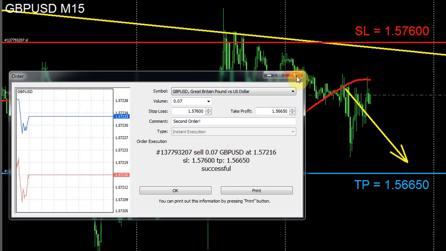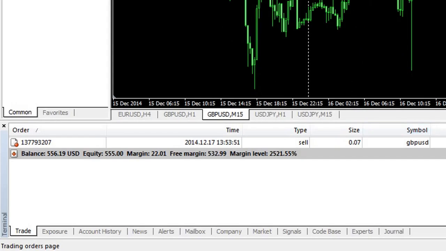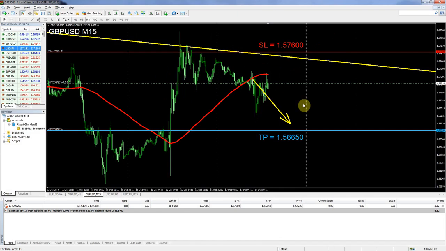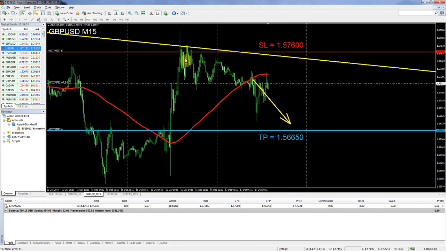We can close this now, and as you can see here, our order is in our terminal in the trade tab. So we're going to leave this order for a couple of days and then come back and see how it's going. Hopefully it won't take long, because this is a 15-minute time frame, and we're talking about movements of about 55 pips and 38 pips.